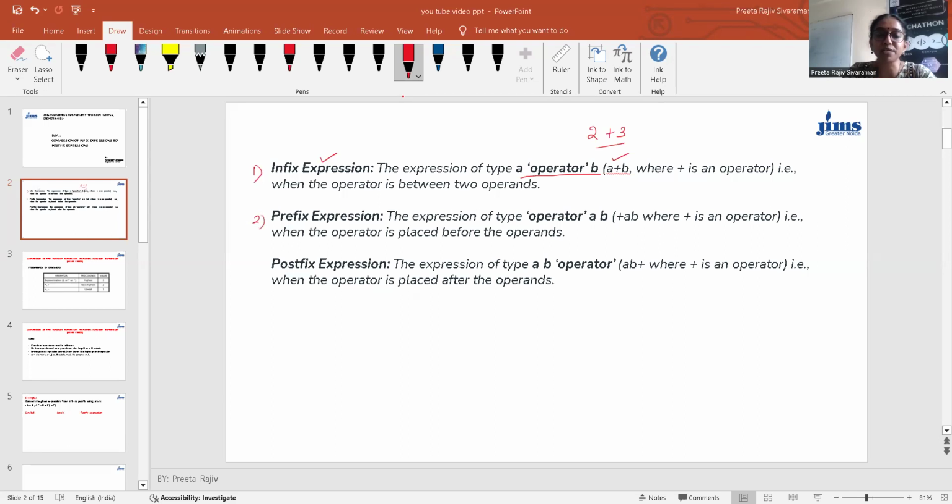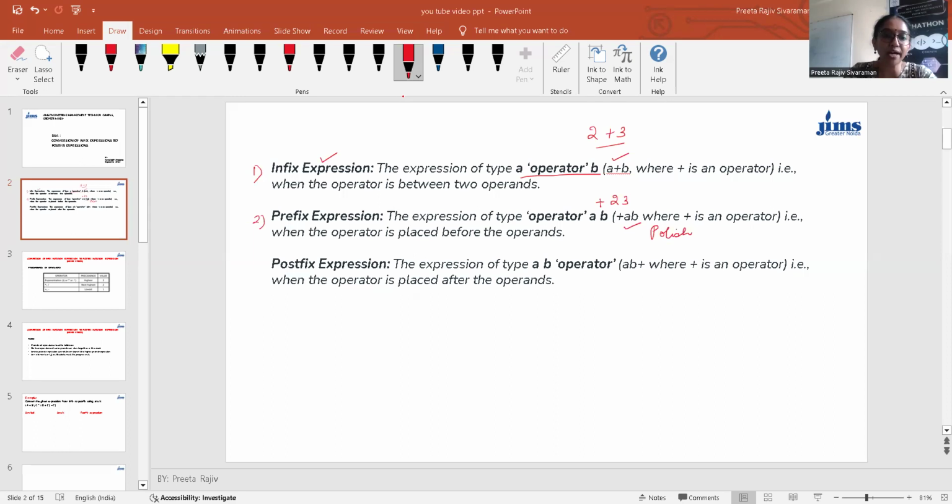Second is the prefix expression, wherein prefix means something which comes prior. If we place the operator before the two operands, we call it a prefix expression. This is also called Polish notation. Let's say 2 plus 3, if I write it in prefix notation, the plus will come prior, then 2 and 3. So it is understood that this plus is taking the two operands 2 and 3 for addition.